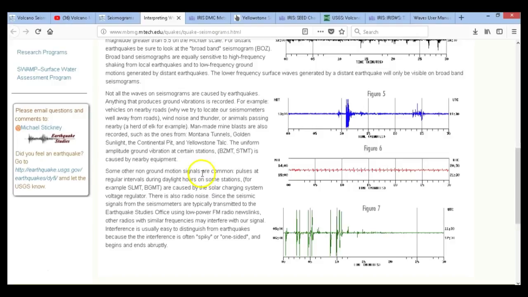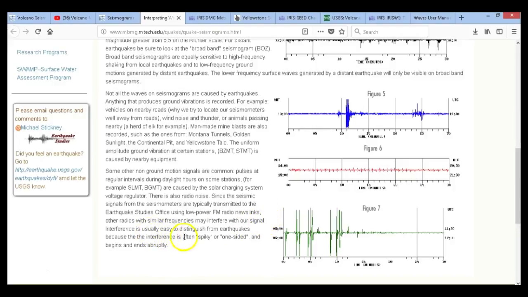Some other non-ground motion signals are common. Pulses at regular intervals during daylight hours on some stations, for example, SLMT, BGMT, are caused by the solar charging system voltage regulator. And yes, guys, that's actually possible. There is also radio noise. Since the seismic signals from the seismometers are typically transmitted to the Earthquake Studies Office using low-power FM radio links, other radios with similar frequencies may interfere with our signal.